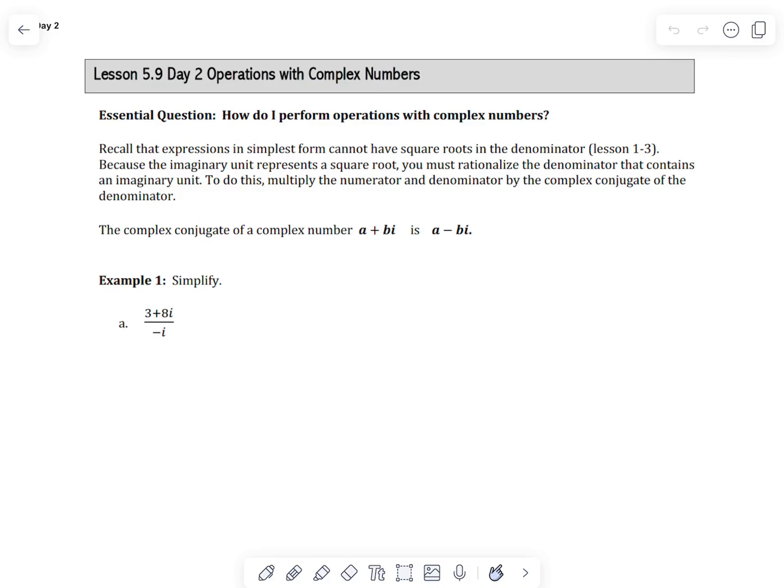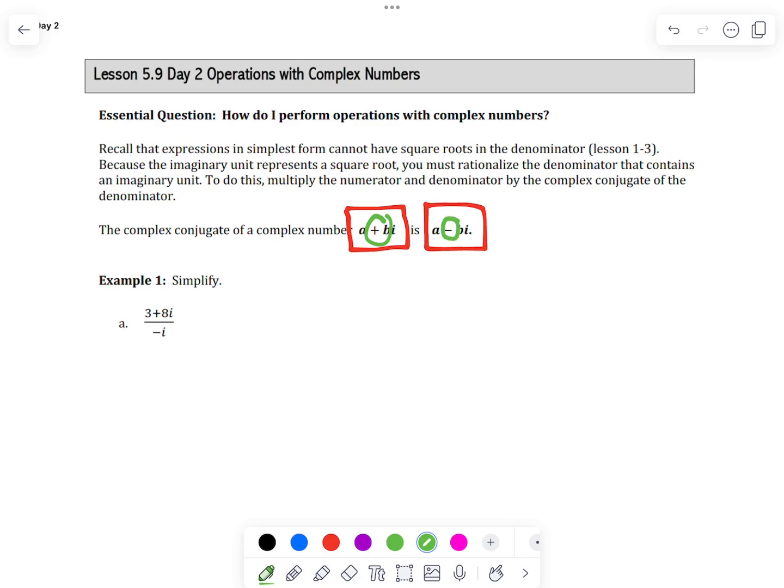So the complex conjugate: if we have a complex number in the form a plus bi, the conjugate, all you do is change the sign of the imaginary part. So notice we have an addition symbol and then a subtraction symbol. Those are considered complex conjugates.